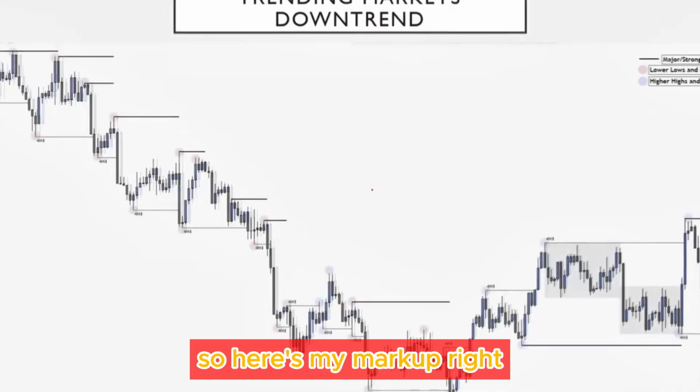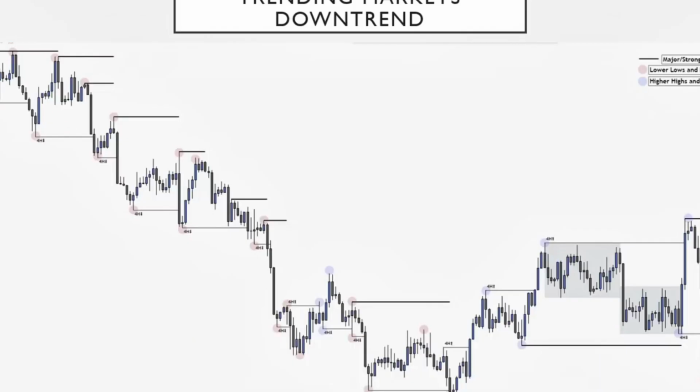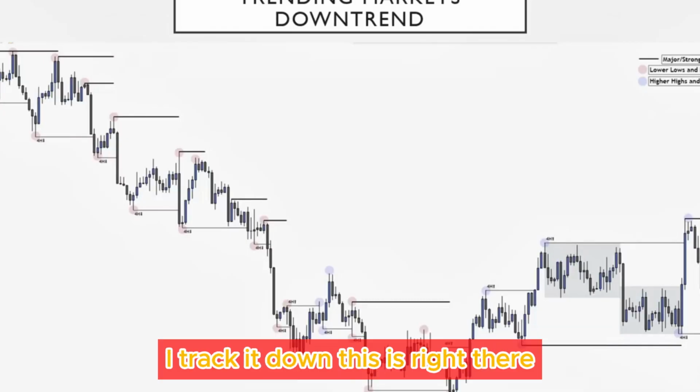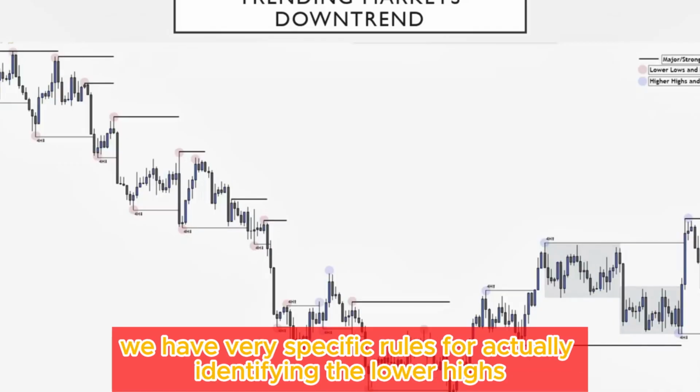So here's my markup. Right? What I just simply do again is I just follow structure, okay? So this is where we broke. We made a new lower low. What caused the break? I track it down. This is right there. We have a pullback. In my private program, we have very specific rules for actually identifying the lower highs.